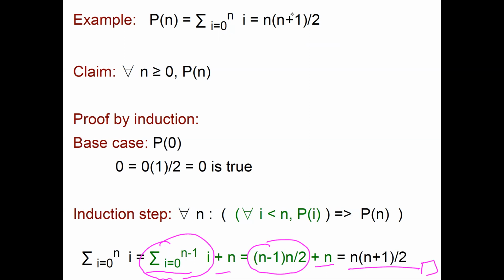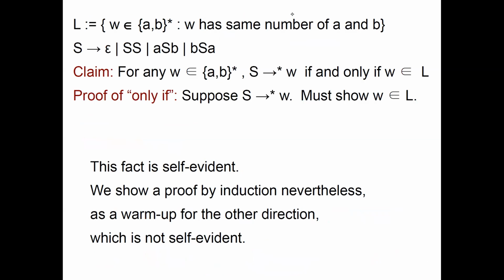Okay. So let's go back to our grammar problem. The language L of strings w which have the same number of a's and b's. And this is my grammar. And we make a claim that for any string w, S derives the string w if and only if w is in the language. Okay, and we first begin with the easier part, which is the only if. This is the forward implication. We're going to suppose that S derives the string w. We want to show that w belongs to L.